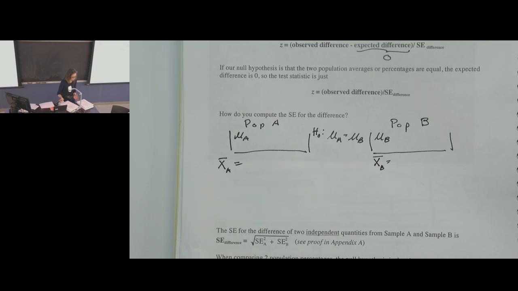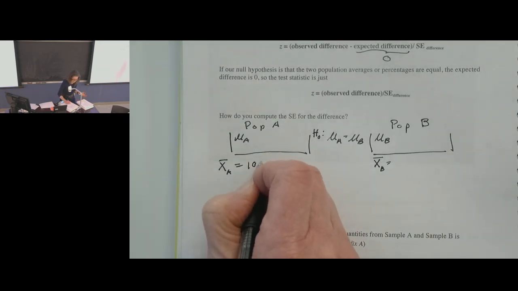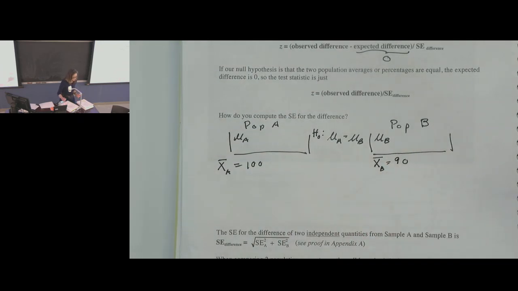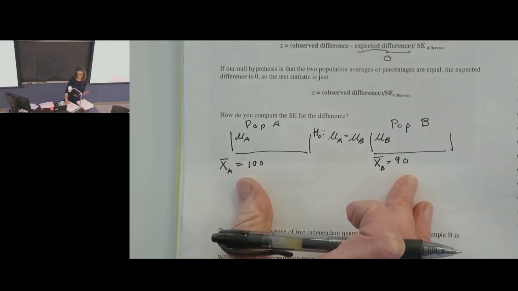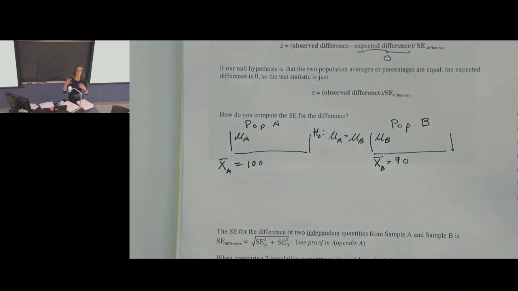Even if they're the same in here. And let's just make up an example. Let's say this is 100, and let's say that's 90. So we have this observed difference of 10. But how likely is it? What's our standard error? How do we calculate that?